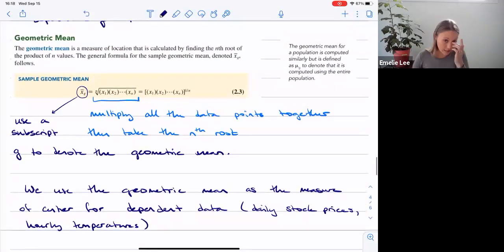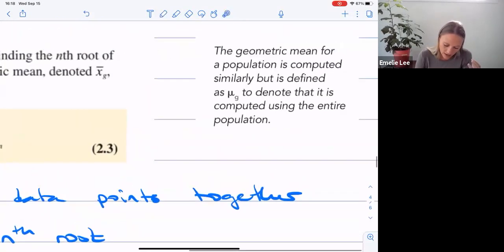Okay, just like the population mean with the arithmetic mean, we have a population geometric mean. It assumes that we have the whole population, of course, but for us, we're just going to denote it by a mu and then subscript g to denote that it's the population geometric mean. You can ignore that probably, but it's good to have, I guess.